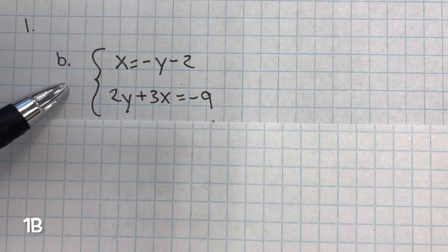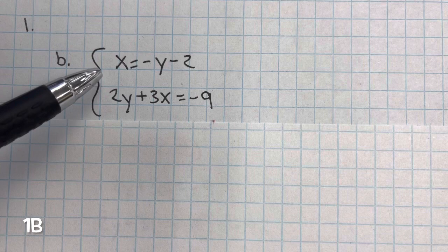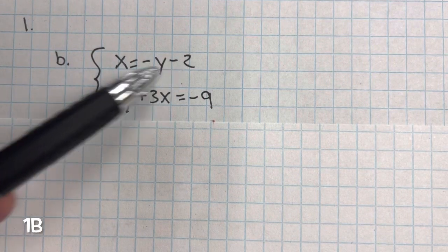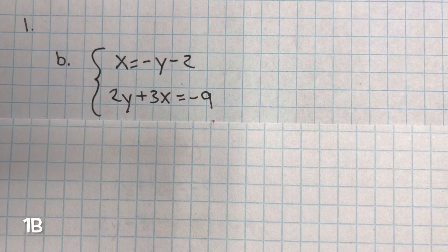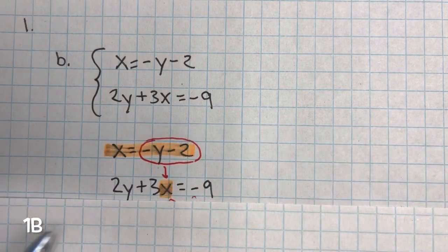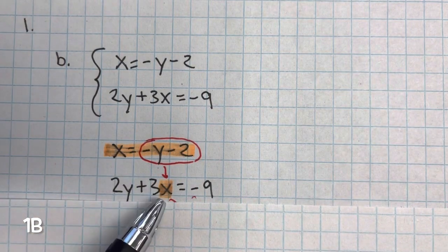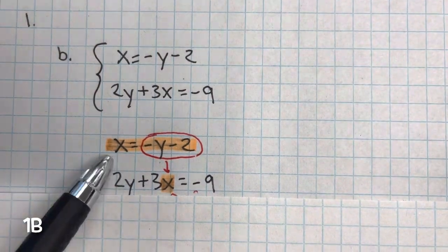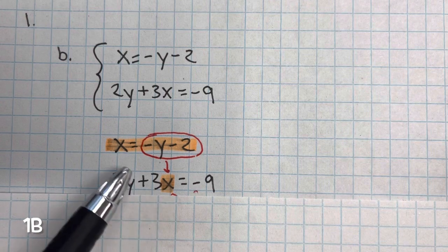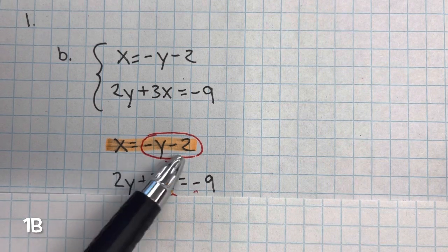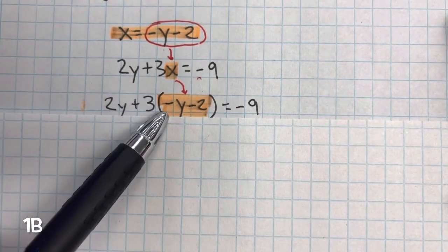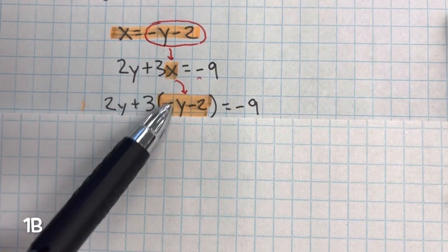Now we're going to go ahead and solve this system of equations, and we know that x equals negative y minus 2. So if we know x equals that, we can take x and plug it into the bottom equation. Because we're going to do 3 multiplied by x, well, what does x equal? Negative y minus 2. So I went ahead and plugged it into the bottom equation.